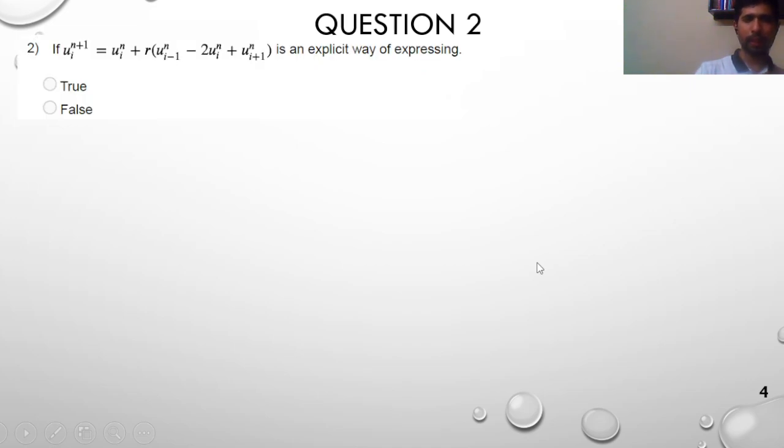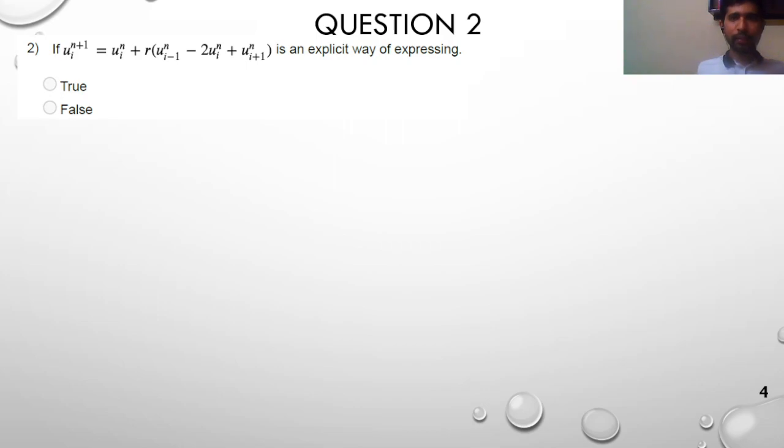Okay, then let us come to the second question. If u of I at n plus 1 time step is equal to u at I grid point at n time step, plus r into this whatever is there, is this an explicit way of expressing? This is, I think, for a 1D diffusion equation which we have discussed till now. We have been discussing this for one hour. So is this true or false? Everyone should answer this, because till now we were discussing this only. What about others? Can you all also answer?